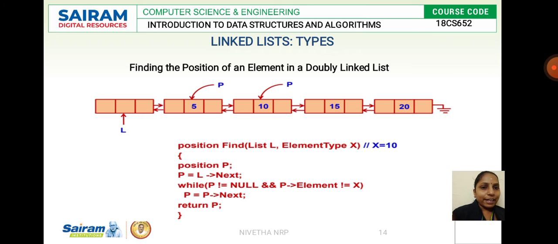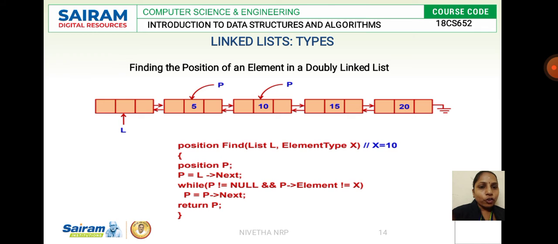So what is P now? P is 5. We are checking whether the P of next is equal to null. First, P is equal to L of next. L is the starting node here, so you can find L in the first node. L of next is equal to 5. So you set that in the P.